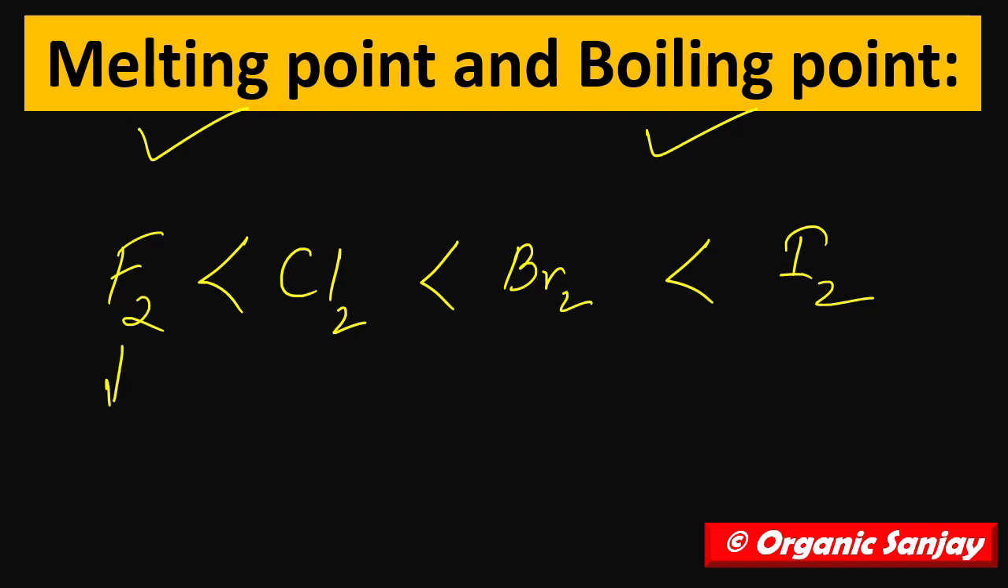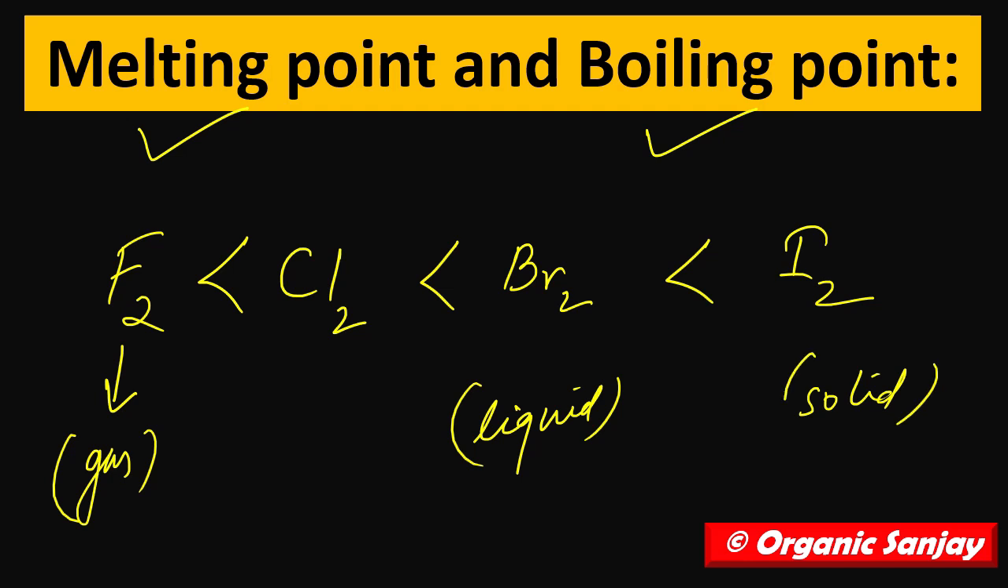Okay, so this is the order of melting point and boiling point for the halogens. So you can easily predict this, okay, since you know that fluorine exists in gaseous state at room temperature, bromine in liquid state at room temperature, and iodine in solid state at room temperature, right?